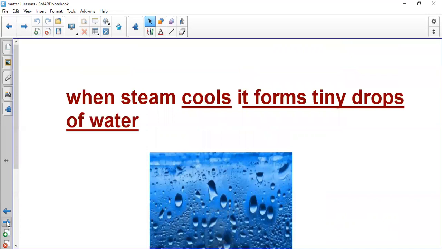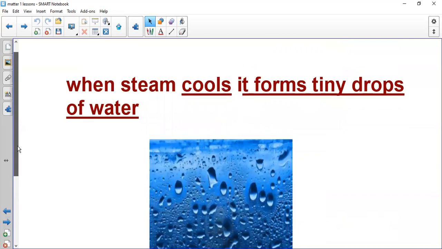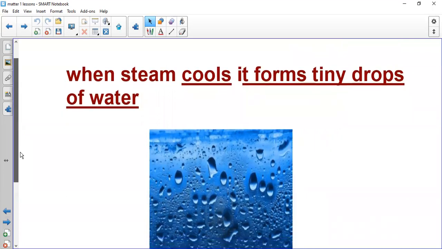If you cover this pot with a lid, you will find that when this steam cools, it forms tiny drops of water. It must cool first. So when steam cools down, it forms tiny drops of water.